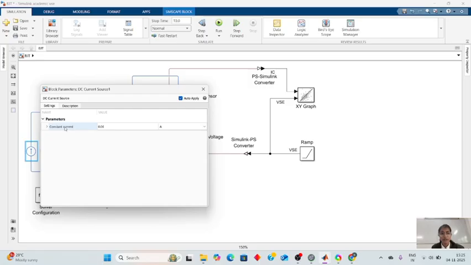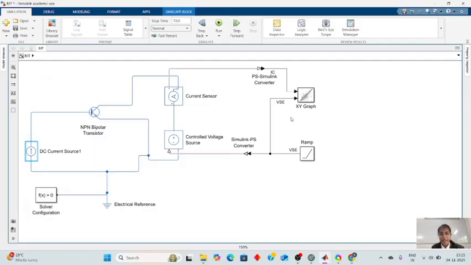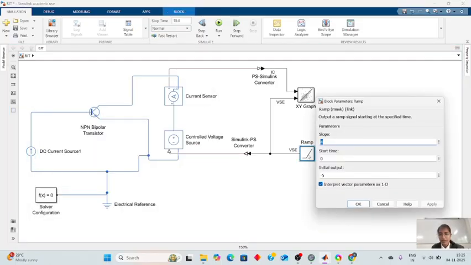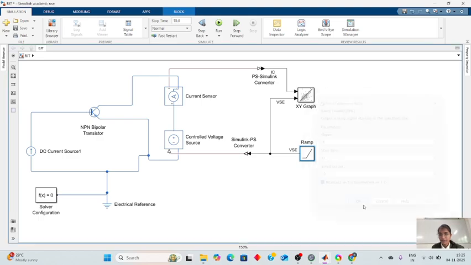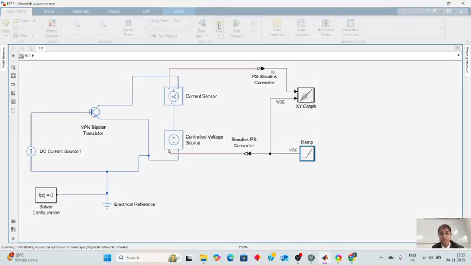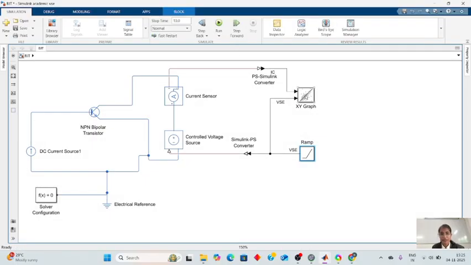Now the ratings. The DC current source is a constant current source of 0.6 ampere. Then the ramp has a slope of 4 to the minus 5. The stop time of the simulation is 10 seconds. We want to run it.